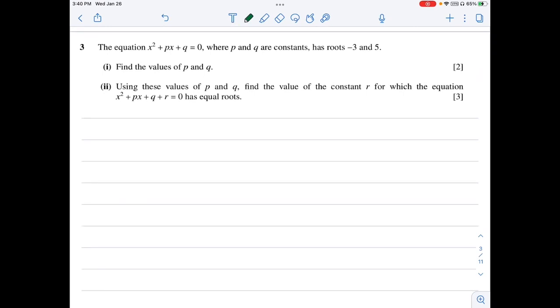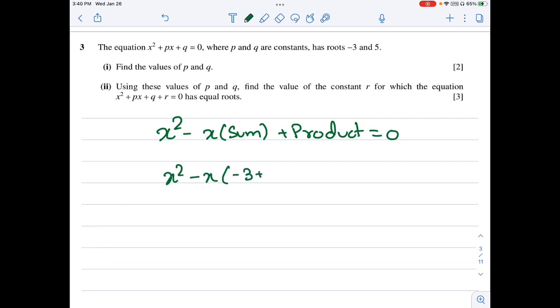The equation x² + px + q = 0, where p and q are constants, has the roots -3 and 5. Find the values of p and q. So we know that x² - x(sum of the roots) + product of the roots = 0. That is a condition. So x² - x(-3 + 5) + (-3 × 5) = 0.